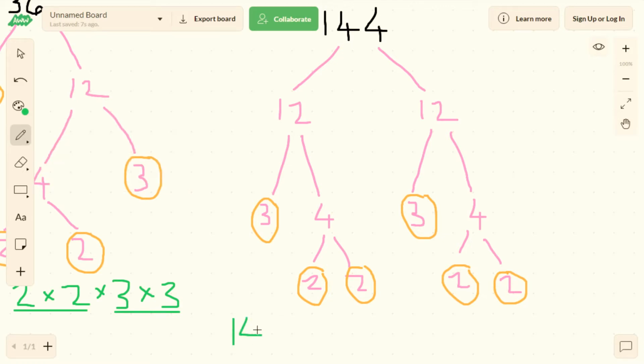So 144 is going to be 4 2's. I'll write it this way, 4 2's and 2 3's. Okay, so basically these numbers over here, they're not the same. So what needs to be true about these? Well, basically, we just need to be able to divide out something from these numbers. That's it. If you think about it, that's it.